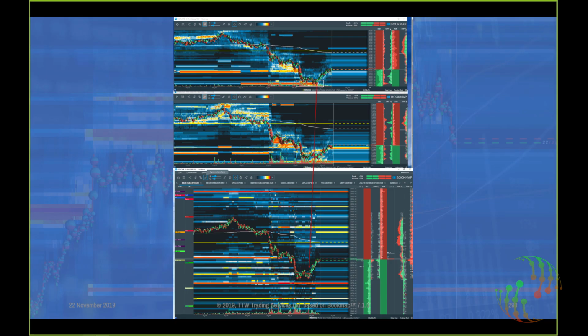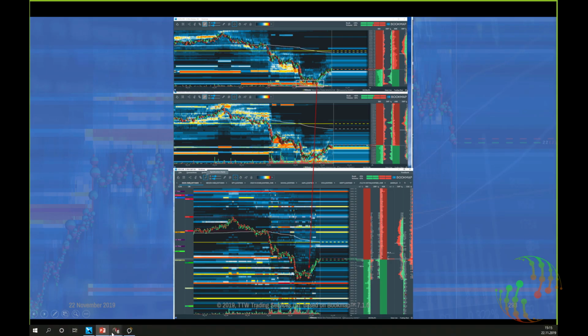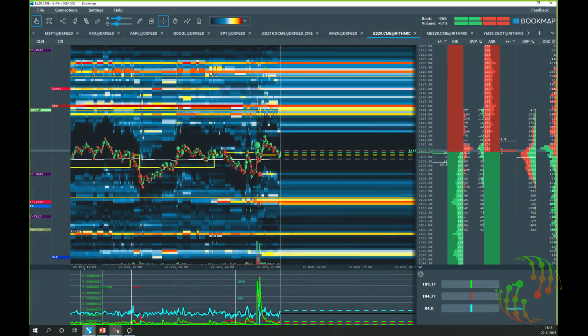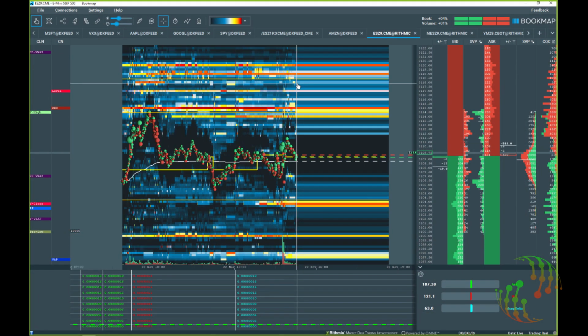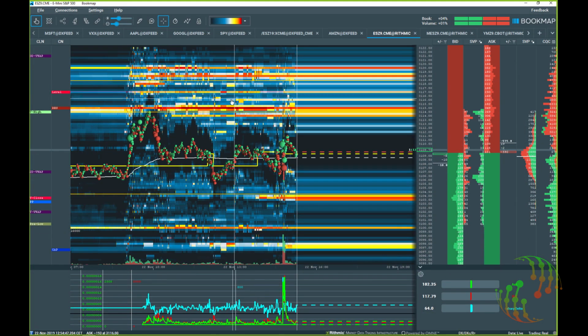Yes, Tom. NQ and YM are in sync, great trading. Absolutely. Let me show you. Maybe I can find it. I haven't had a look here. Oh no, Apple is not open here. Let me have a look at NQ at 10 o'clock my time.